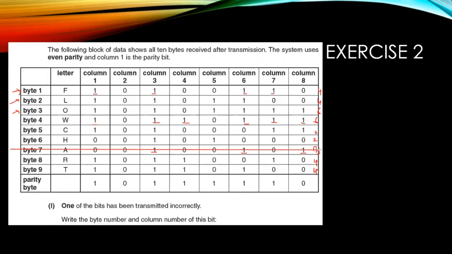Now I will need to find the bit. So I go by column now. For each of these columns, you are again going to compute the number of 1s. So 1, 2, 3, 4, 5, 6, 7, 8.